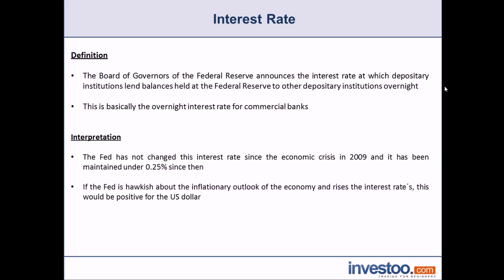If the Fed is hawkish about the inflationary outlook of the economy and raises the interest rate, this would be positive for the US dollar. What I want you to understand right here is that a hike in the interest rate is a tool to maintain inflation at point by the Fed hawks. A hawk is a voting member that only focuses on inflation, okay, not on the overall development of the economy. If the Fed decides to maintain the current level, this is viewed as bearish for the currency.